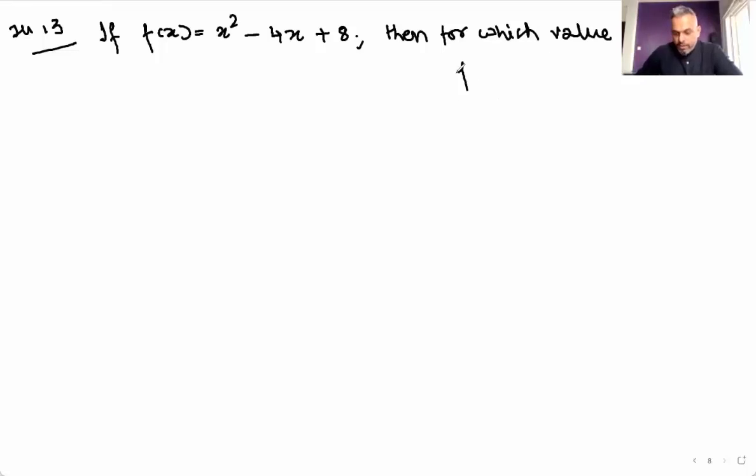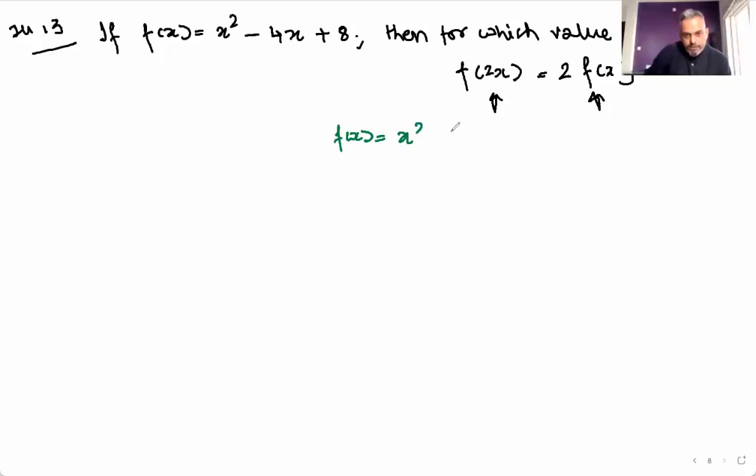ध्यान दो, f of 2x is equal to 2 into f of x. So here first we have to find out what is this and what is this, and then using the equal sign we have to find the value of x. So पहले equation लिख देते हैं हम. Let me change the color. Okay, let's use f of x is equal to x square minus 4x plus 8.